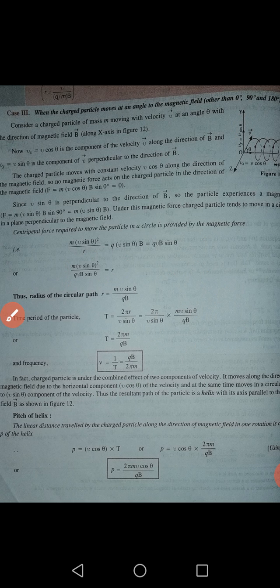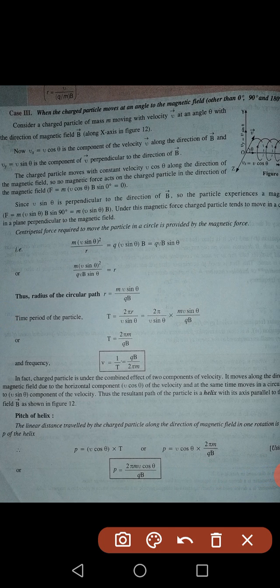So what happened is, from here sine theta 1, v1 will get cancelled, sine theta will get cancelled, and ultimately this is the expression for radius. In the previous case, it was mv by qB only, sine theta was not there.